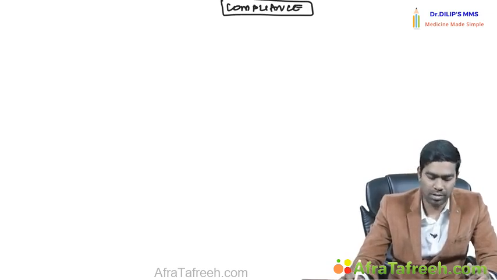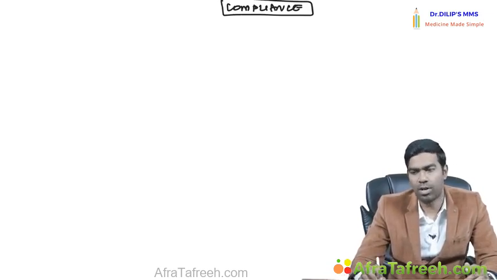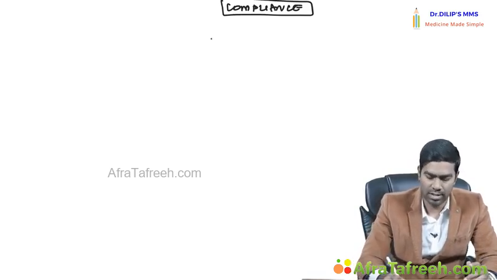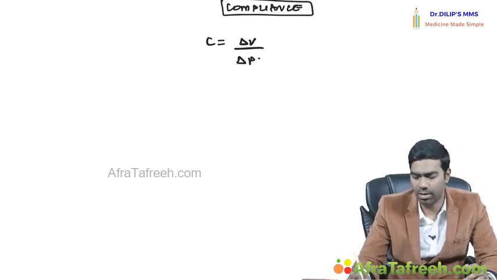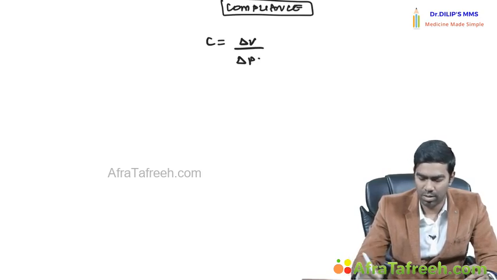So in compliance, first of all, what do you mean by compliance? By definition, you can tell very easily. Compliance means delta V by delta P. What do you mean by delta V by delta P? Delta means change. How much volume is changing per unit of pressure change, and that is what we are going to call compliance.